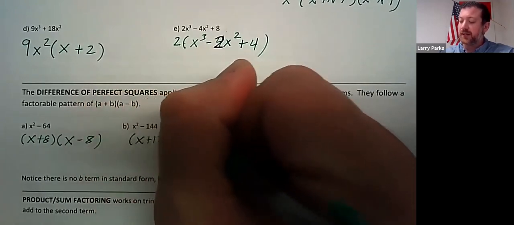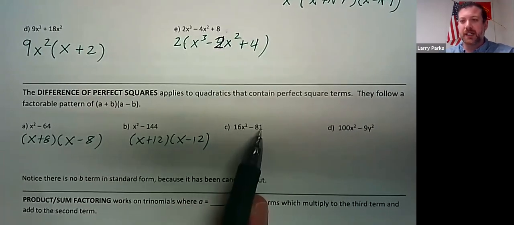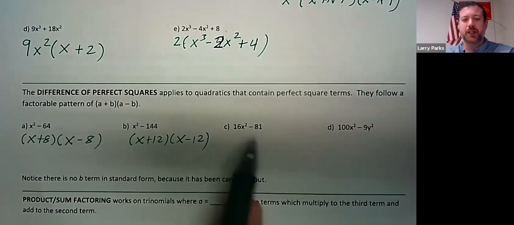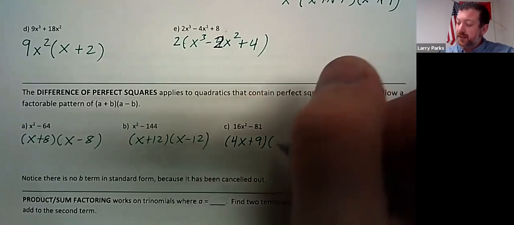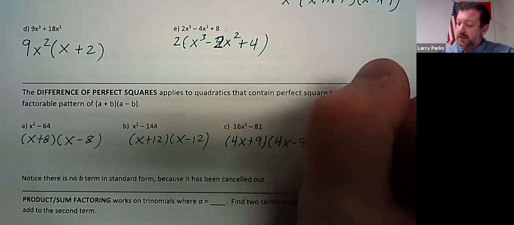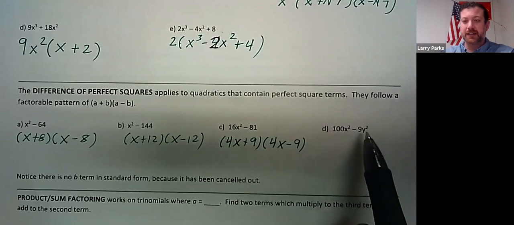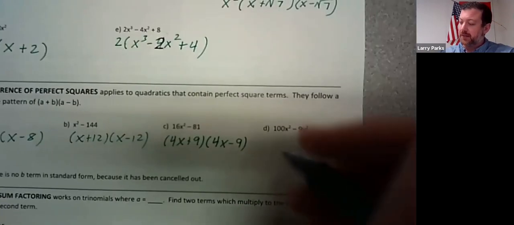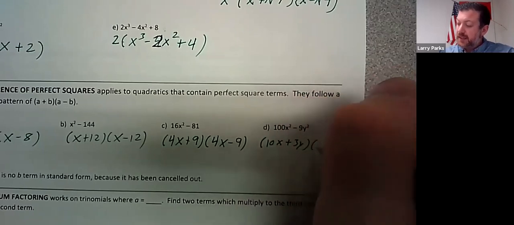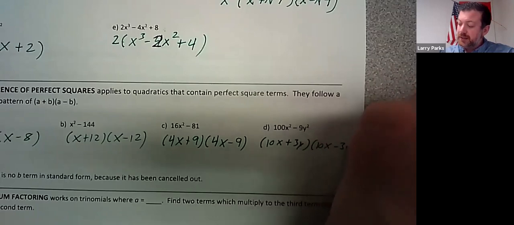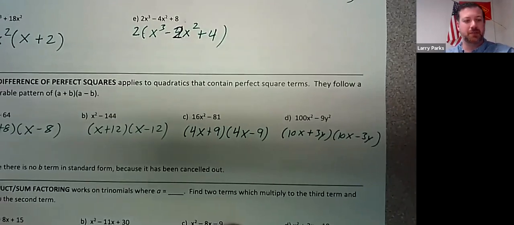And again, all of this is review from the last couple days. 16x squared, 4 times 4 is 16, 9 times 9 is 81, x times x is x squared. So this would be 4x plus 9, 4x minus 9. And then finally, we have 10x and 10x, 3y and 3y. So this would be 10x plus 3y, 10x minus 3y. But I think those are the easiest, in my personal opinion.